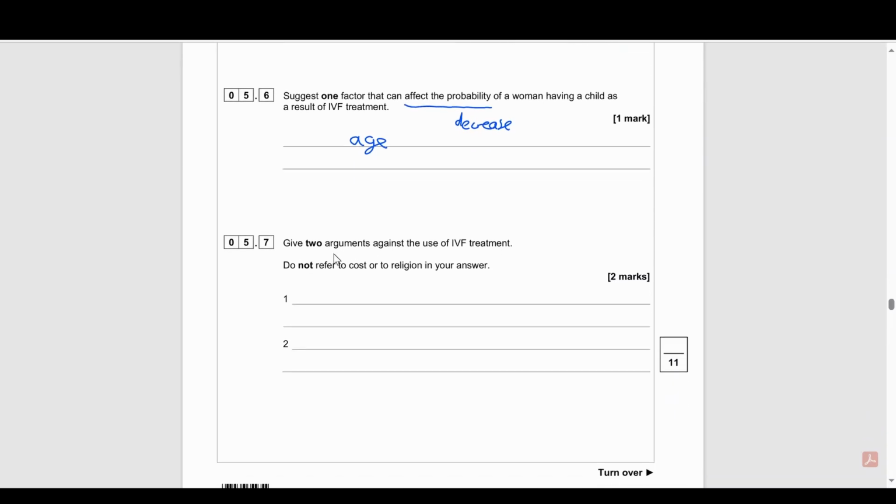.7. Give 2 arguments against the use of IVF treatment. Do not refer to cost or to religion in your answer. Well, we were just talking about age and how that can decrease the probability of having a child through IVF. Well, the problem with IVF itself is that it has a low success rate. So going through the trouble of having IVF treatment, it doesn't guarantee that you actually will end up with a child.